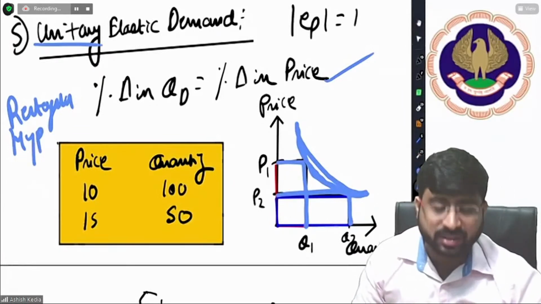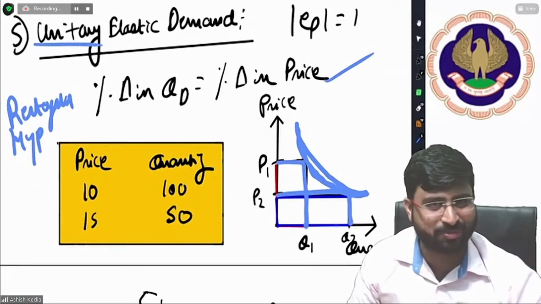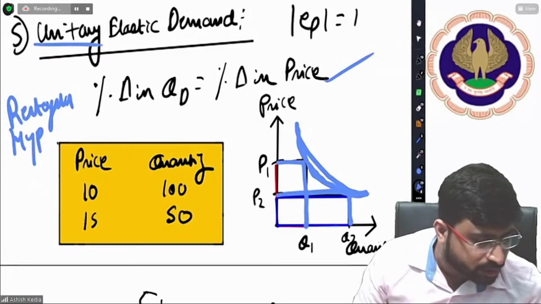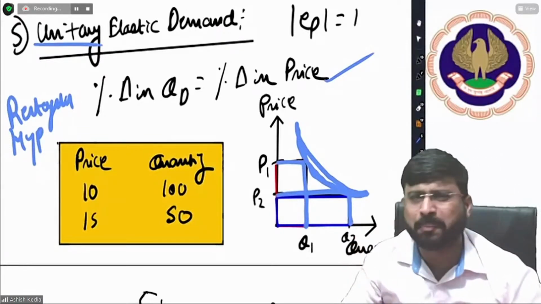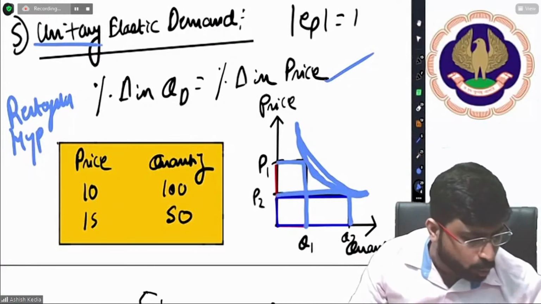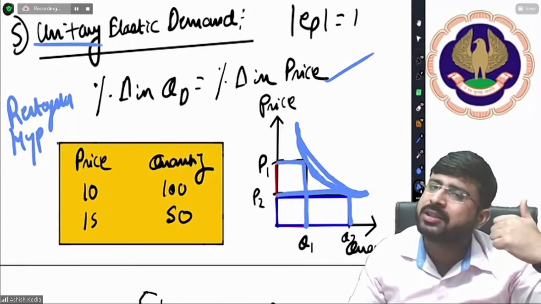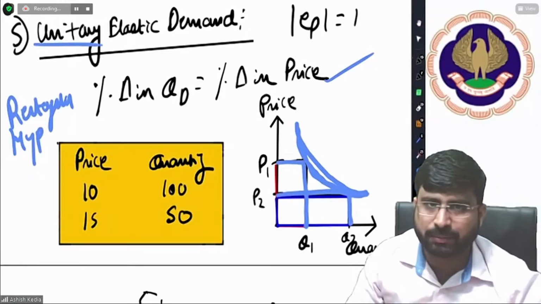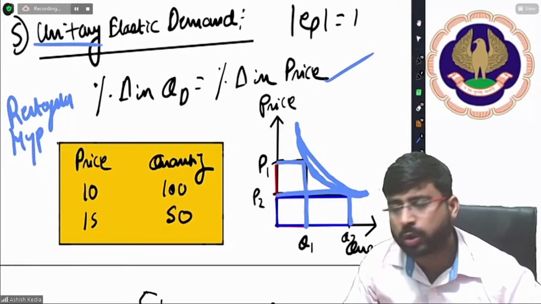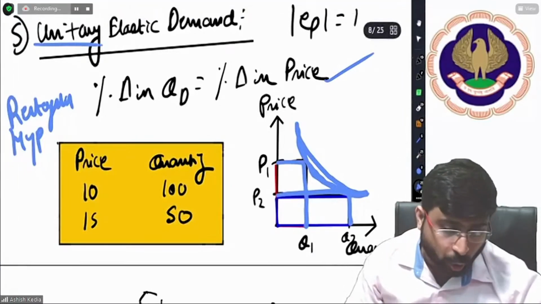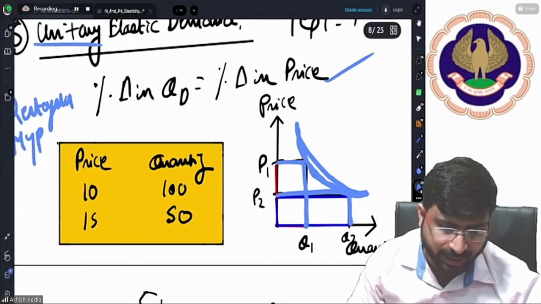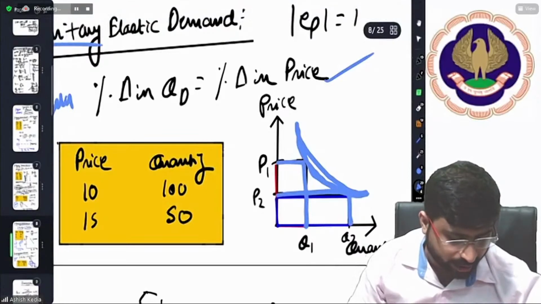So my dear friends, this brings us to the end of the percentage method. Now we are going to discuss three more methods which are very simple in nature: the point elasticity method, the geometric method, and the arc elasticity method. Then we will come to the total outlay or total expenditure method. Pay attention, everybody. Very important discussion going on right now.